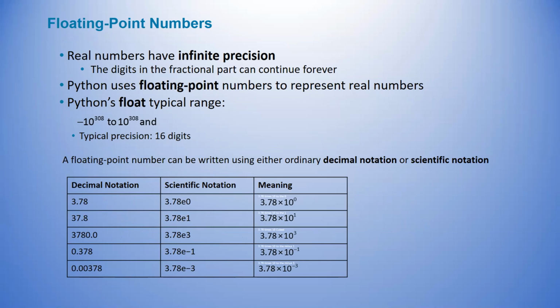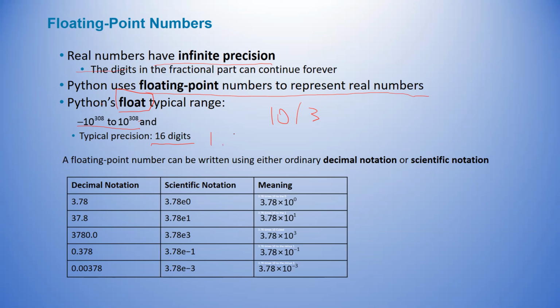Floating point numbers. Floating point numbers are numbers with decimal places. We discussed that already. Real numbers have infinite precision. Just like 10 divided by 3, it's infinite, right? So the digits in the fractional part can continue forever. Python uses floating point numbers to represent real numbers, and the type is float. We discussed that already, and this is the range. See how big that range is, right? Typical precision, 16 digits. That means after 16 digits, it doesn't matter anymore.